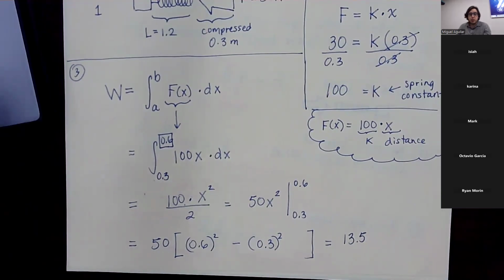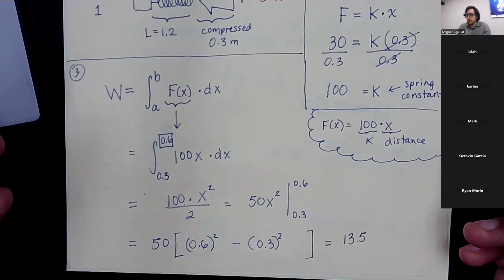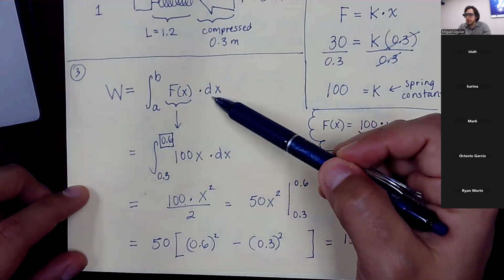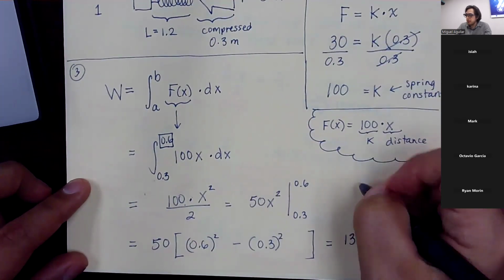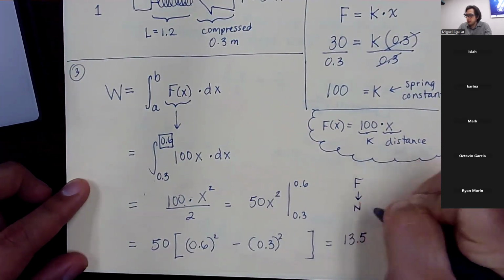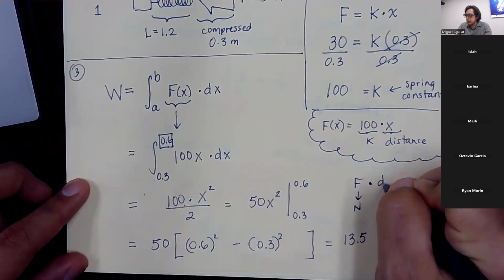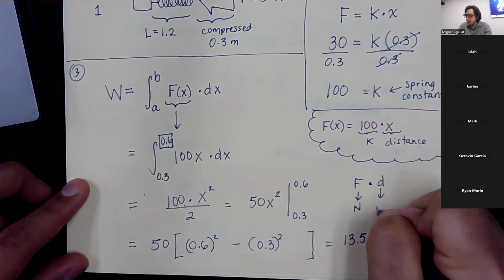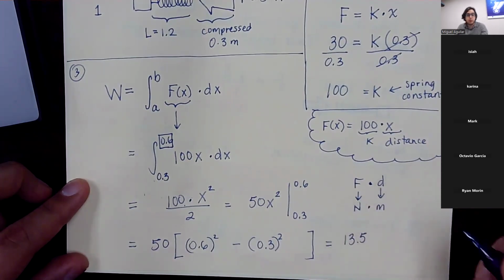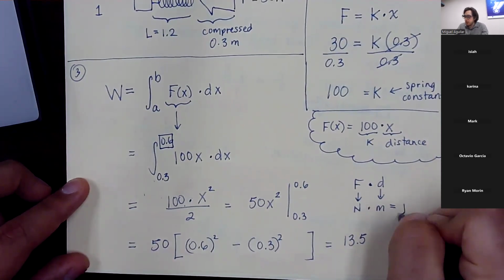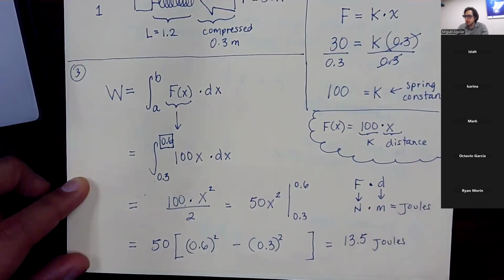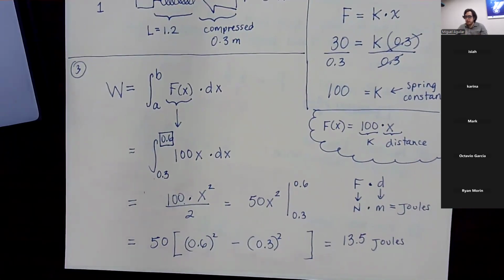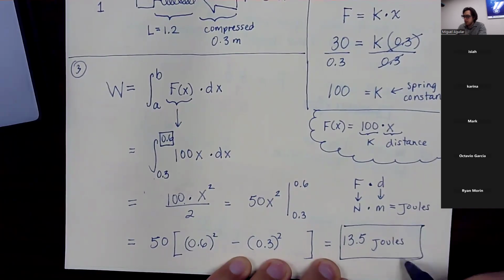And now we have to think about what the units are here, right? So if we have a force times a distance, and the force was measured in newtons, and we're multiplying that by a distance, which is measured in meters, then this would be Newton meters. But that's what we call joules. Okay, so this is going to be joules. And that's our answer for this one.